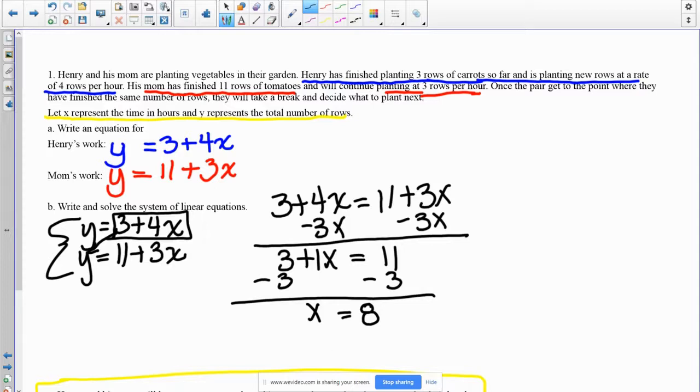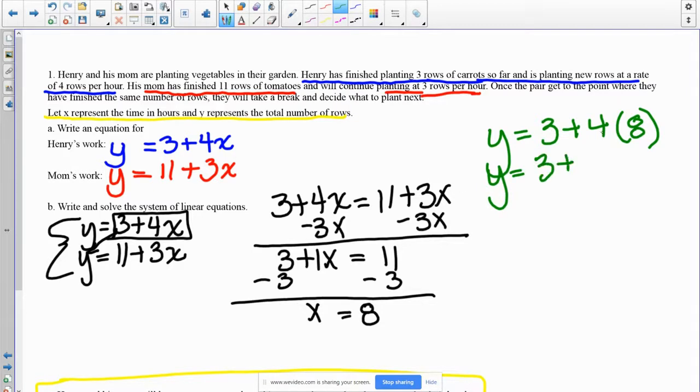Now to figure out the other one, I'm going to plug that into either equation. I'll just pick the top one right now. So y equals 3 plus 4 times, instead of x, now I know how many hours, so I'm going to put 8 there. This is Henry. So y, how many rows he's planted, equals 3 plus 4 times 8, which is 32. So y equals 3 plus 32, which is 35. So we know that in 8 hours, Henry will plant 35 total rows.